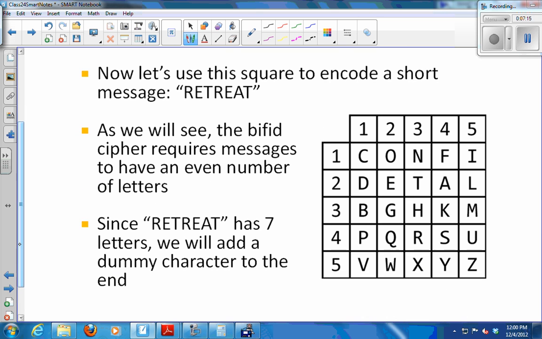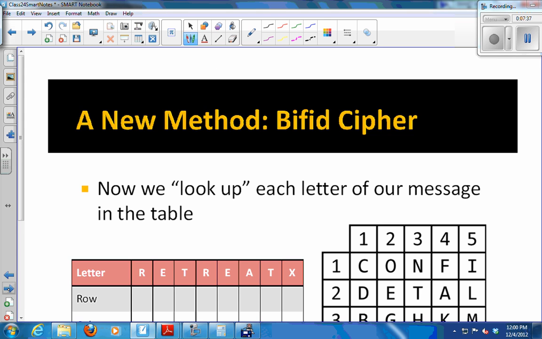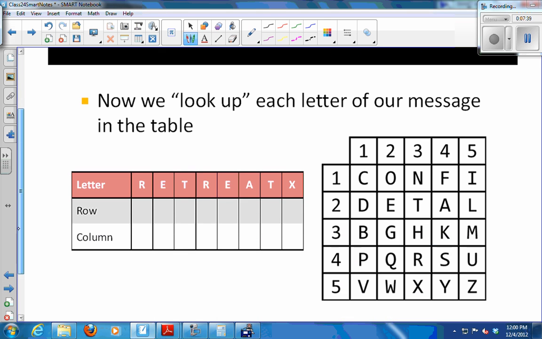Now I'm going to use my square to encode a short message. I'm going to encode retreat. So the Bifid cipher requires messages to have an even number of letters. You'll see why in a minute. Retreat has only 7 letters, so I'm going to add a dummy letter to the end. I'll just put an X or a Q, something that can't easily be confused with part of the message. Okay, so I'm just going to use an X. So I wrote out retreat X, right, so that I'll have an even number of letters.